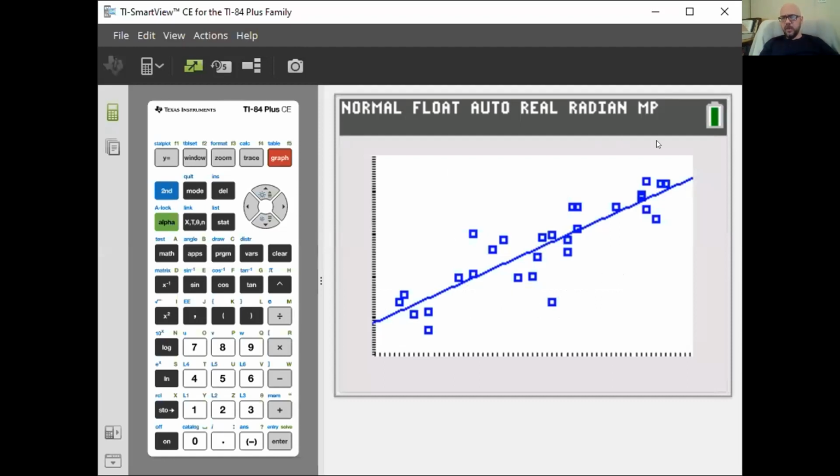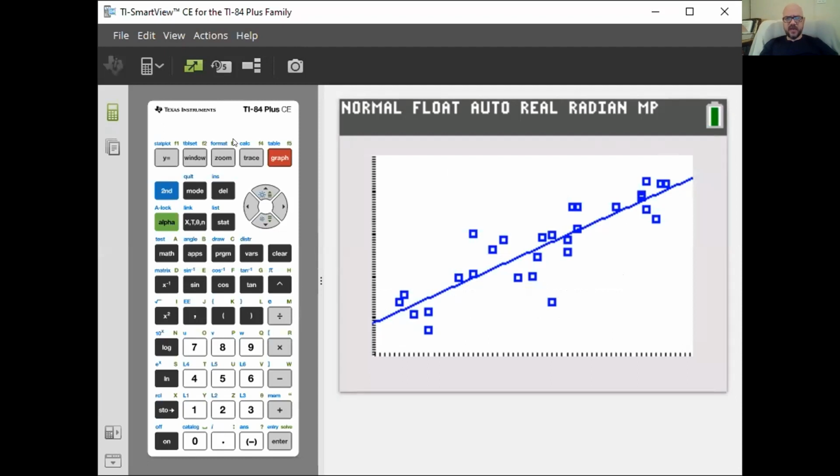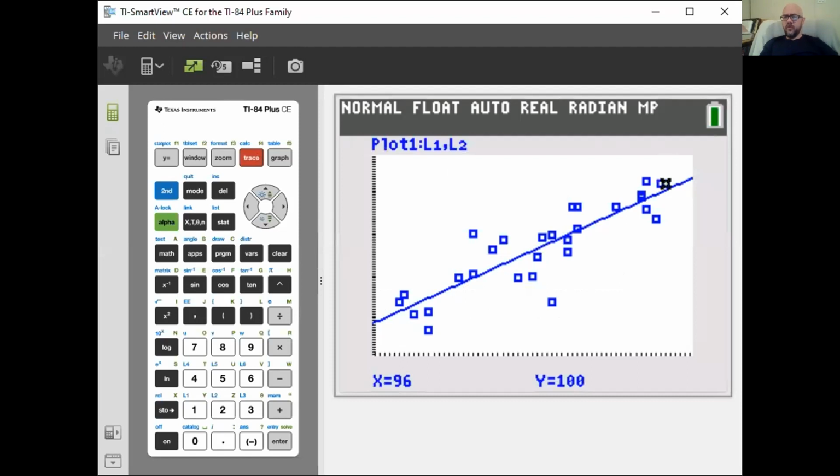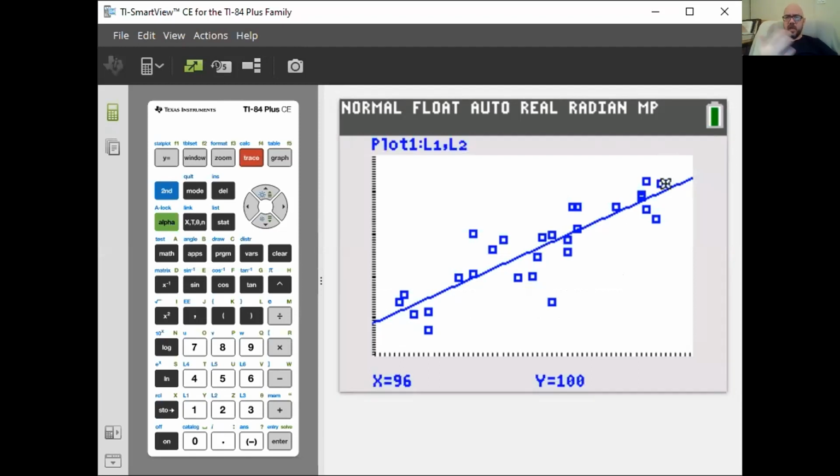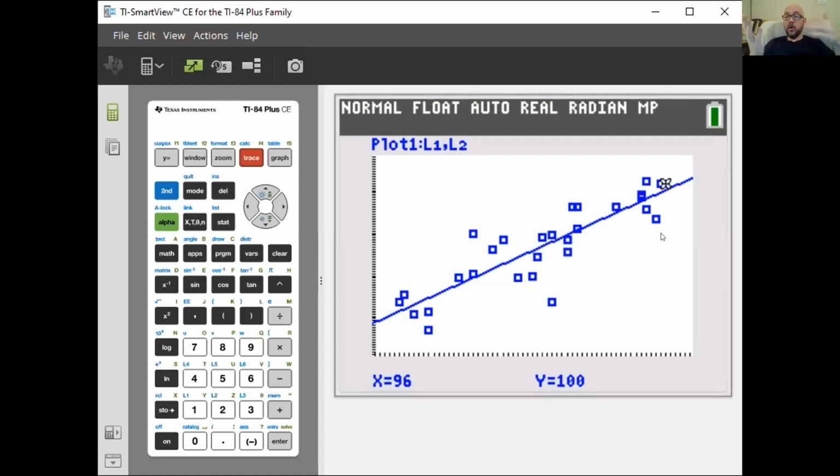And so we can see a bunch of dots and a line, right? And that's what we were expecting to see. One nice thing that your calculator does is if you hit trace, right next to graph, it will go over the points and over the line. One thing to notice is it's starting in the upper right. That's not normal. What it does is it starts at the top of the list.